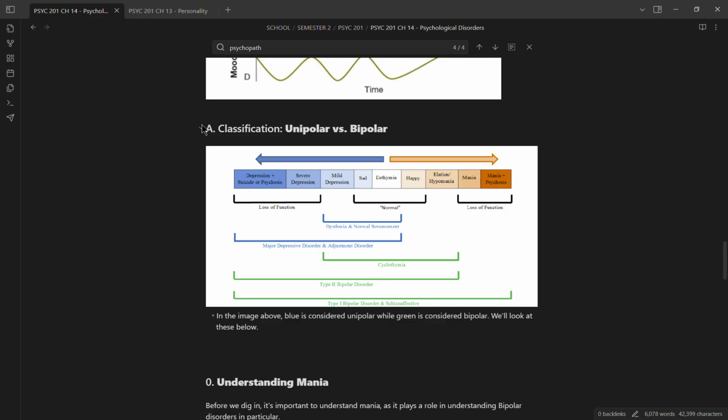Dysthymia is seen as unipolar. You have euthymia and some sad symptoms. You're more on the left side. We also have major depressive disorder. That is unipolar, it's all on the left side. It's all the depressing based symptoms. But then we have things like cyclothymia. That typically sits in the middle. It's bipolar. We have type 2 bipolar and we have type 1 bipolar. We're going to get into all of this.